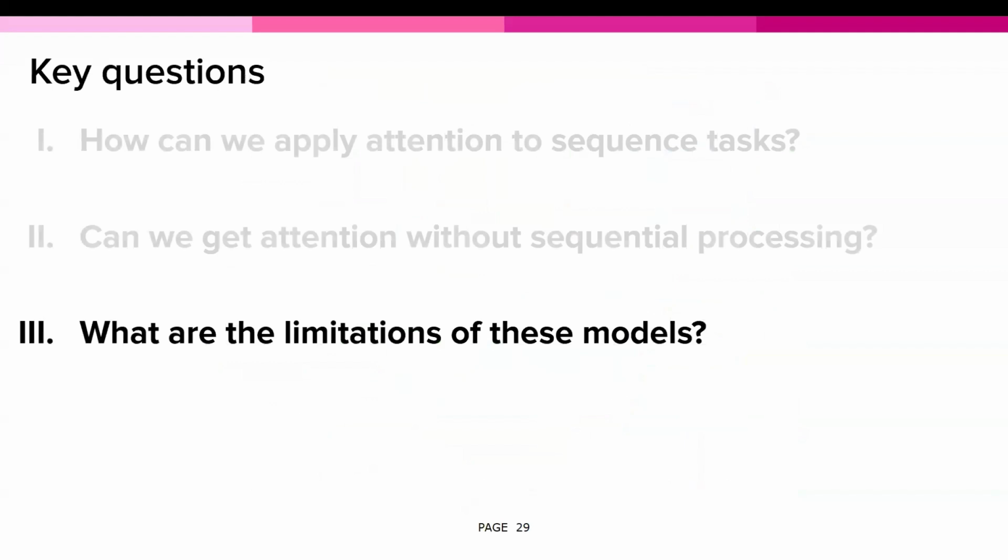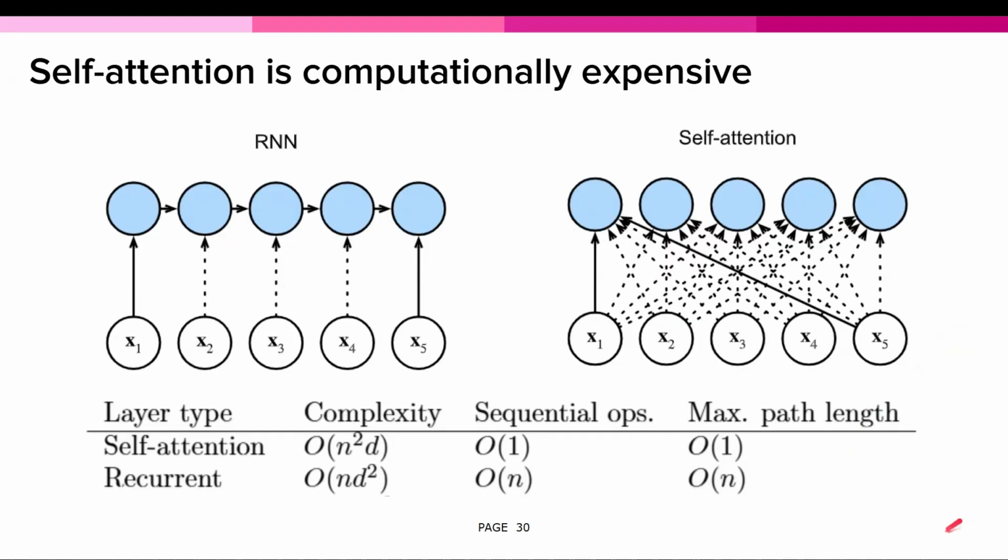Right, so it all sounds pretty great. We've talked a lot about what these models can do. What are some of the drawbacks of these models? So one major limitation is the amount of compute required, especially for self-attention models. So self-attention has a computational complexity of O(n² d), where n is the length of the input sequence and d is the dimensionality of the hidden states. This complexity comes from the fact that each position in the sequence needs to attend to every other position.